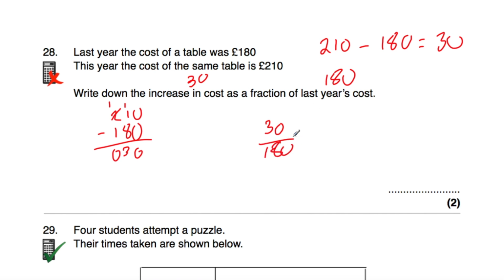And we just need to cancel that down. They're both divisible by 10. So if we divide both the numerator and denominator by 10, we get 3/18. And they're both divisible by 3. So 3 divided by 3 is 1, and 18 divided by 3 is 6. So it'll be 1/6. And that's it.